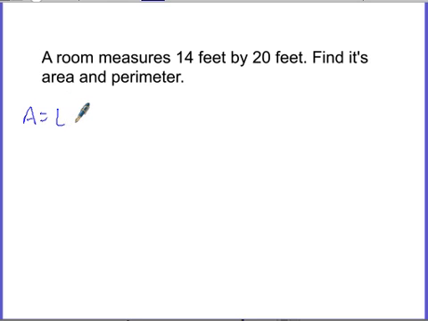Half the base times... length times width. We're talking rectangle, not triangle. So length times width. So we're going to do area equals 14 times 20, which is 280 feet squared. All right, that's the area.